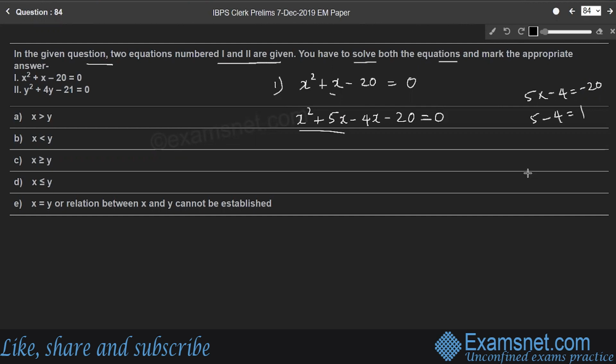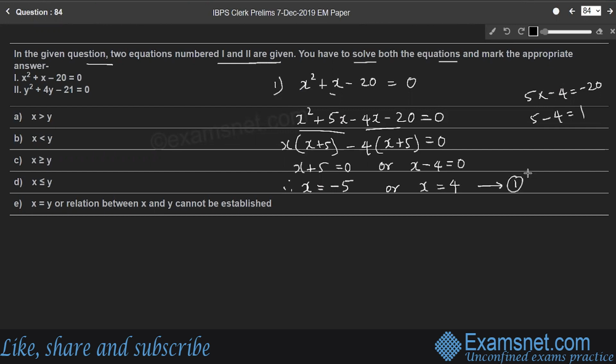In the first two terms, x is common: x(x + 5). In the last two terms, -4 is common: -4(x + 5) = 0. So x + 5 = 0 or x - 4 = 0. Therefore, x is -5 or x is +4. Consider this as equation 1.